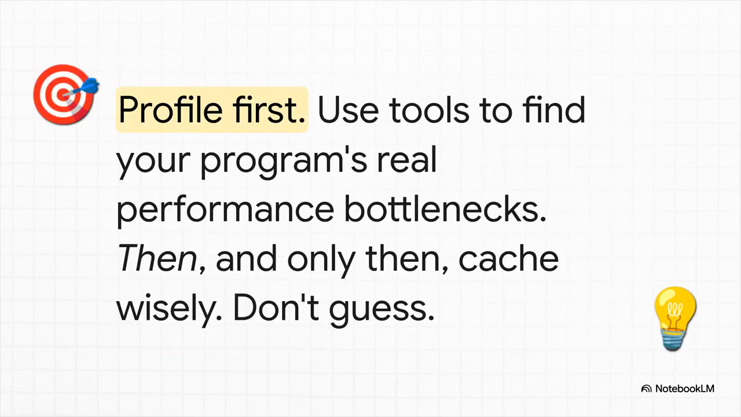And that is the final, most important rule of all. Don't guess. Profile your code first. Use the tools to find the actual performance bottlenecks in your program. Find out where your code is really spending all its time. Then, and only then, do you apply caching wisely. That is how you truly go from slow code to lightning fast, the right way.